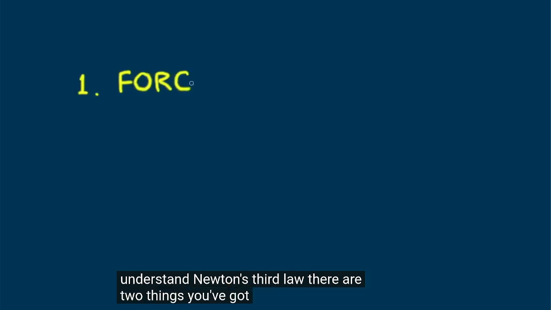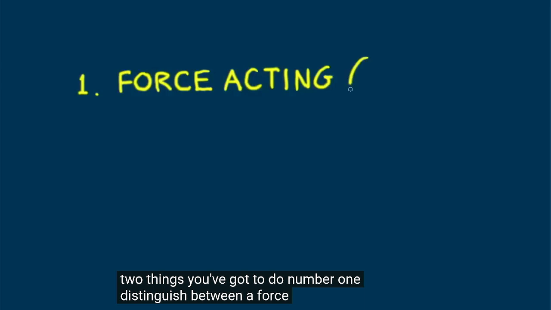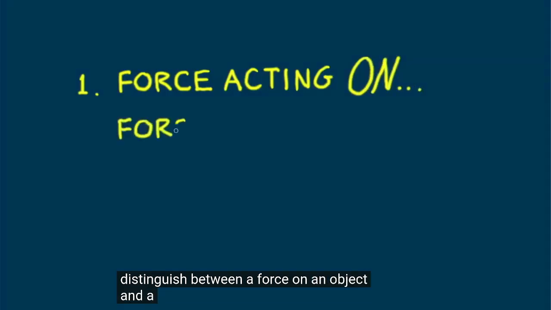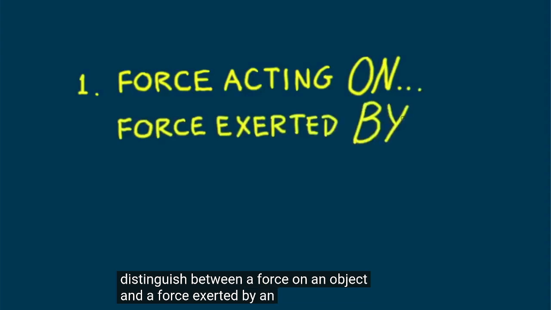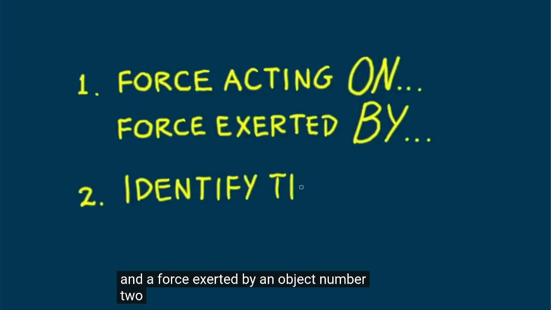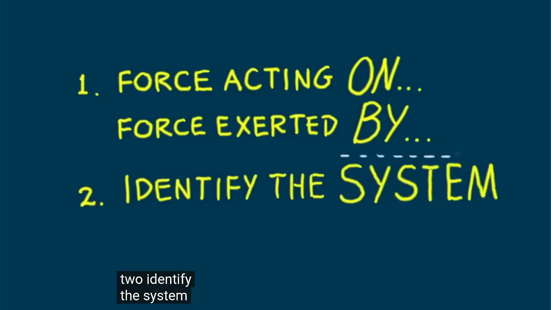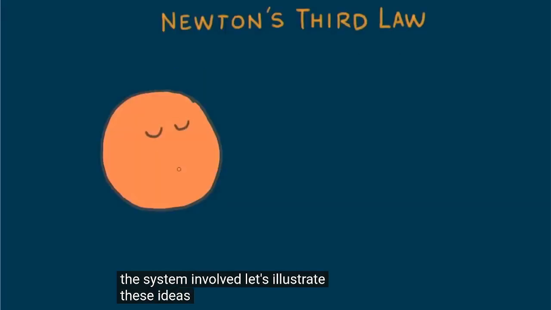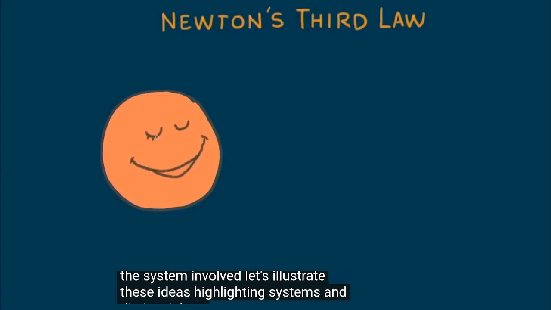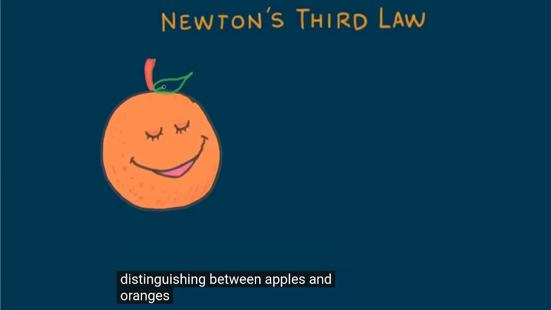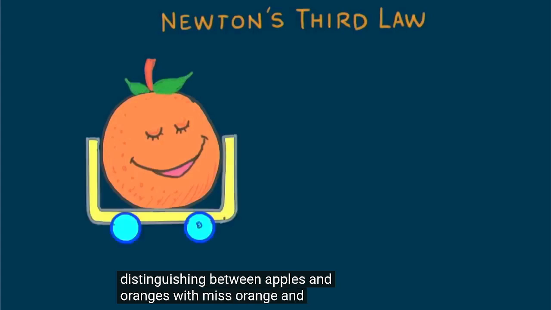To understand Newton's third law, there are two things you've got to do. Number one, distinguish between a force on an object and a force exerted by an object. Number two, identify the system involved. Let's illustrate these ideas, highlighting systems and distinguishing between apples and oranges with Miss Orange and Mr. Apple.